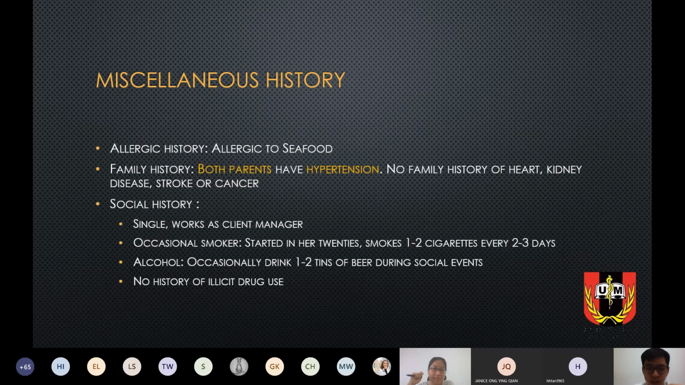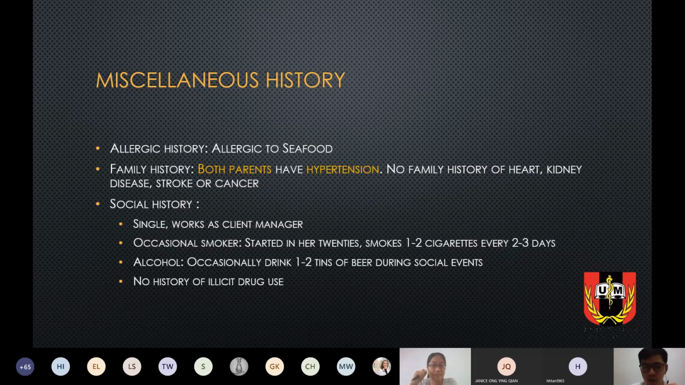For the allergic history, the patient is allergic to seafood, which will cause facial edema and also some hives. For family history, both parents have hypertension, with no family history of any heart or kidney disease, stroke, or cancer, or any, what's that called, collagen disorders.